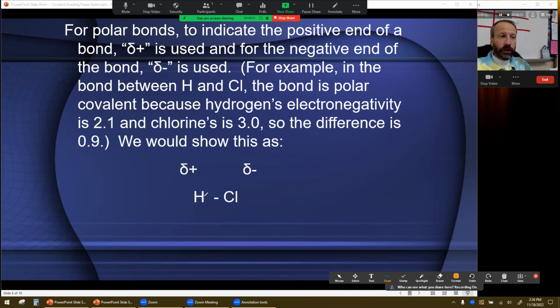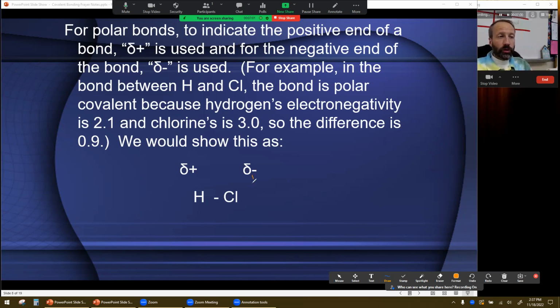So in my example here, hydrogen chloride, hydrogen's electronegativity 2.1, chlorine's 3. That's a good amount of difference. 0.9 is the difference there. That's a large difference. So one of them is going to win the electrons more of the time and be more negative. Which one? Well, chlorine, because it's more electronegative.